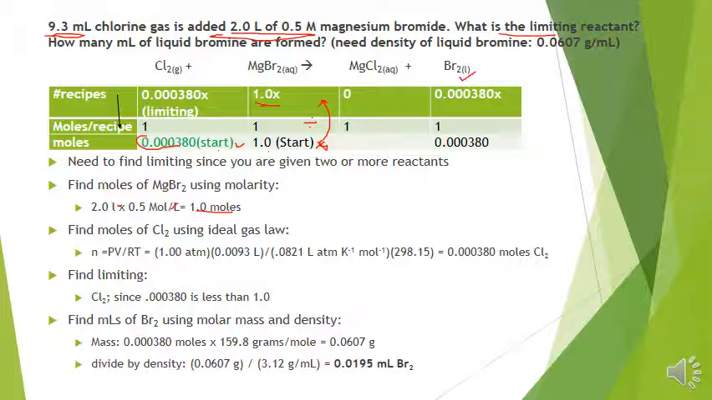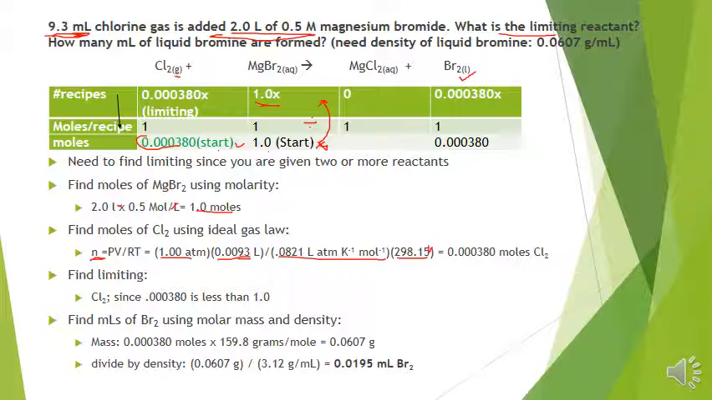Right, now let's look at the chlorine gas. It's a gas, and I'm told that it's 9.3 mL of that gas. So I'm going to use the ideal gas law. This is the volume. I'm going to want this in liters, so I'm going to divide it by 1,000. So rearrange the equation for moles, n. So n equals PV over RT. So 1 atmosphere, 9.3 divided by 1,000, the universal gas constant, and this is temperature.